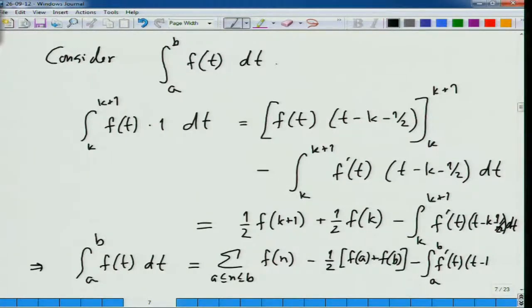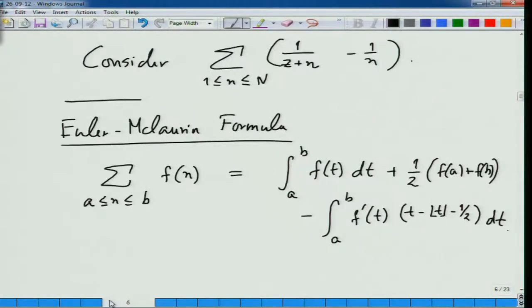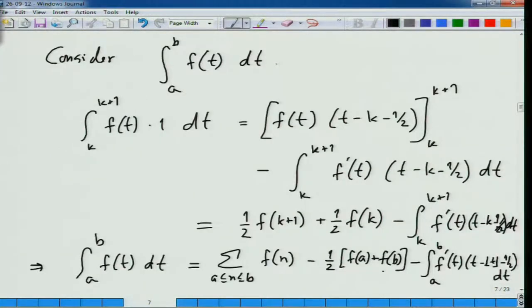Now, k is same as floor of t, because now I am replacing the limits from k to k plus 1 to a to b. So, within this range, floor of t is exactly k. When you go to the next integral range, floor of t becomes k plus 1 and so on. So, that perfectly mimics this. Good. So, I was actually right. My first instincts were right. This should have been a plus. So, we just take it from the right hand side, you get this. That's it.